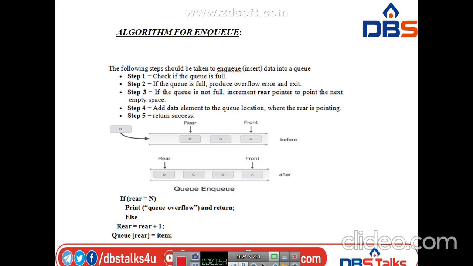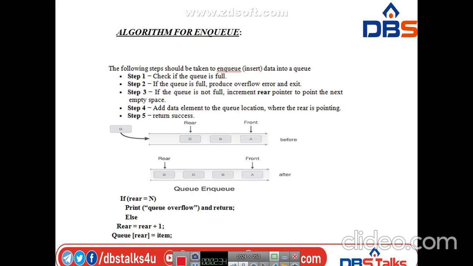The steps are: step 1, check if the queue is full. Step 2, if the queue is full, then produce an overflow error. That means if the queue is full I cannot insert, so it becomes an error. Third step, if the queue is not full, then I insert my element at the rear end. That means increment the rear pointer to point to the next empty space, add the data element to the queue location where rear is pointing, and finally return success.